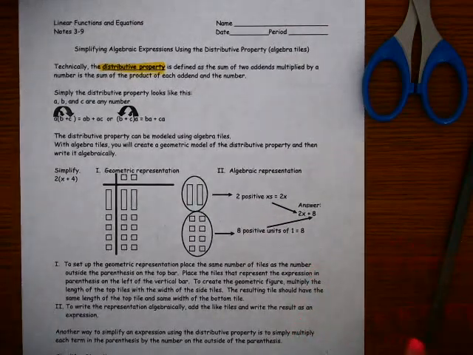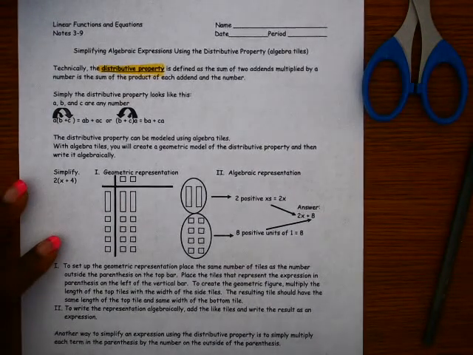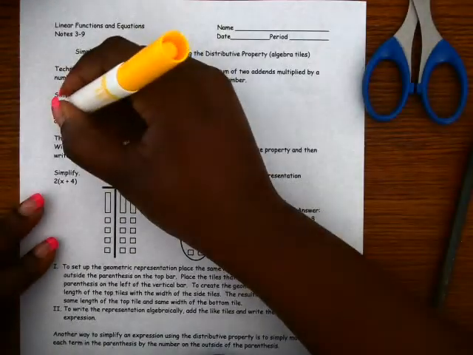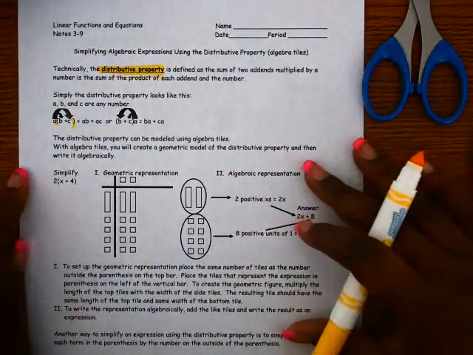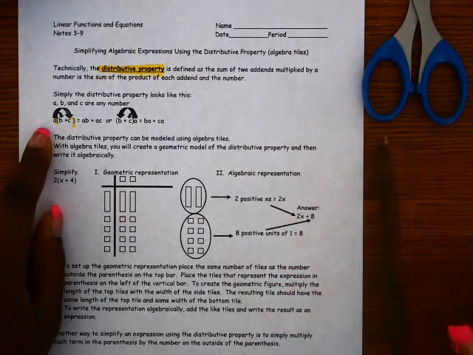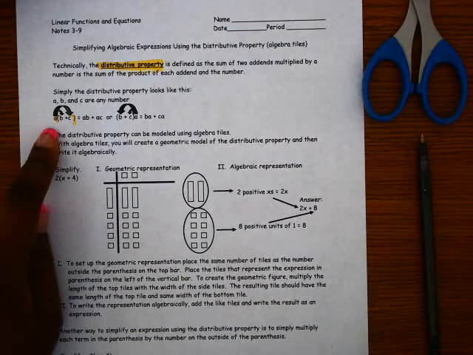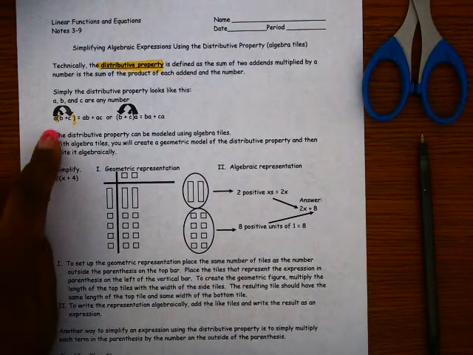So what a simple distributive property looks like is we're going to use A, B, and C as our variables, and our variables could be any number, and whatever those numbers are, we're just going to follow these steps. We all know that a parenthesis represents multiplication, and when a number or letter is outside of the parenthesis and right next to it with no operation in between, that operation means multiplication.